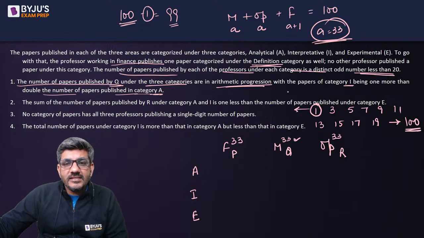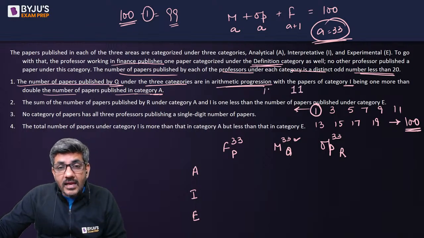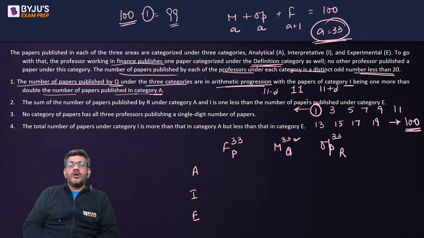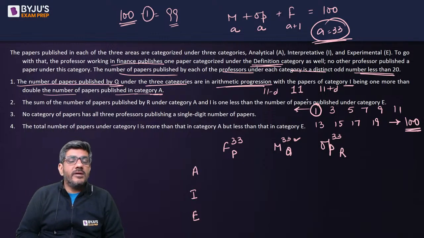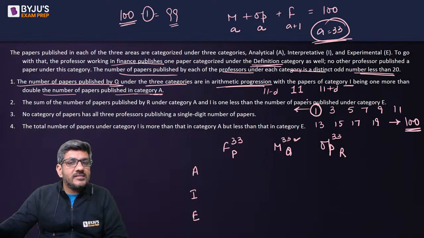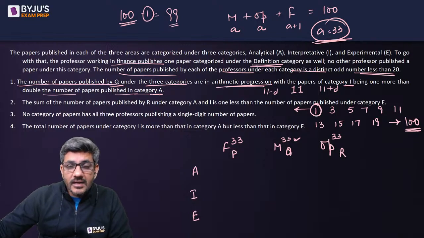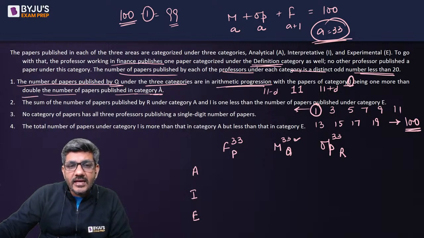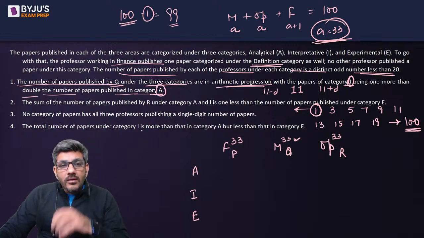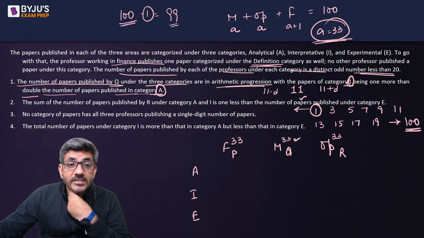If they are in AP series, can I say one of the numbers would be 11, the middle number? One number would be 11 minus D, and one number would be 11 plus D. I hope you got my point. One number is 11, one is 11 minus D, and one is 11 plus D, such that they are in AP series and their sum is equal to 33, right? But he also says that the number in category I is one more than double the number in category A. So one of these numbers, I or A, can be 11, right? One of the numbers can be 11.